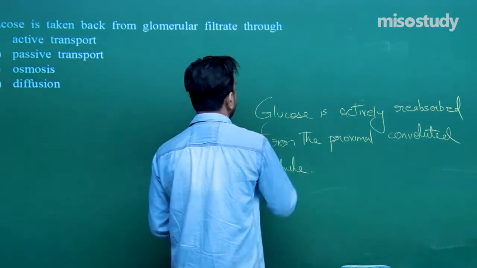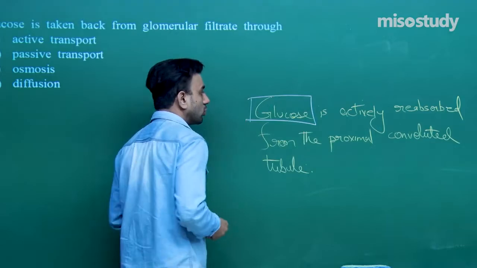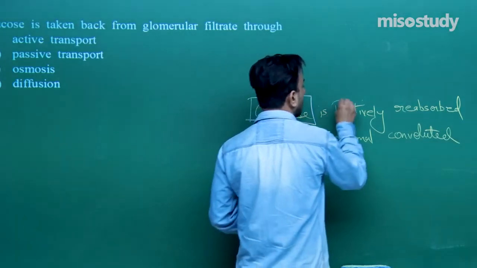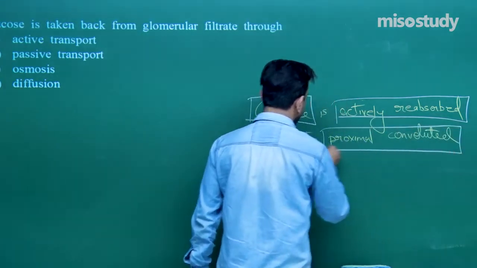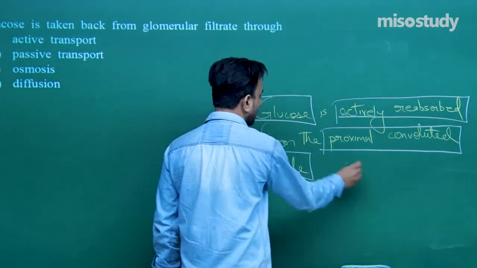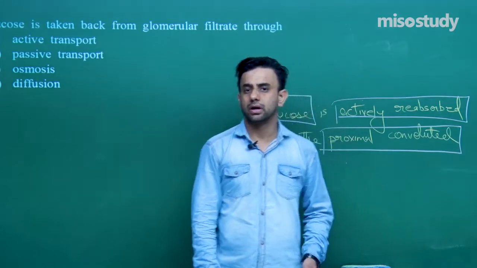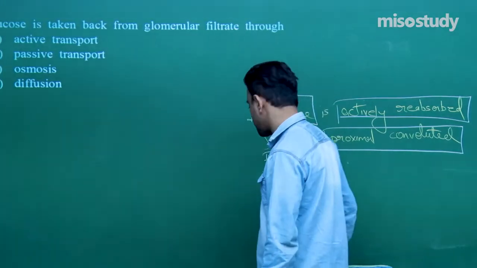Right. So glucose is actively reabsorbed from the proximal convoluted tubule, right. Okay. So then we move on to the next question.